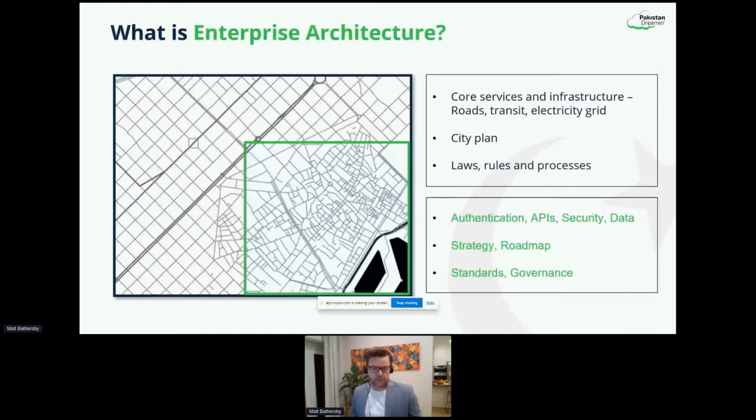If we liken that to technology and to the enterprise, those core services are things like authentication, APIs, security layers, data, that kind of thing. The city plan itself is really our strategy and our roadmap. What are we trying to achieve? What do we want the enterprise to look like in the future? And what's the roadmap to get there? How are we going to do that? What are the issues that we're going to address first? How are we going to prioritize those things?